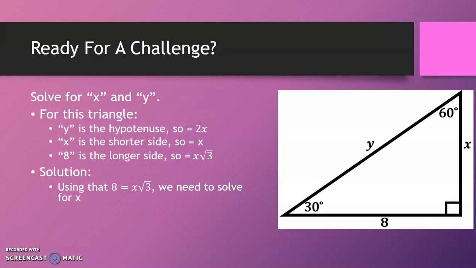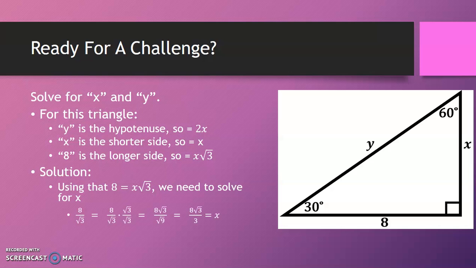For this one, we need to use that 8 being equal to the x radical 3. Now this one is not as simple as the one before because 8 does not have a radical 3 attached to it, so they do not just cancel right off. We're going to have to do a little bit more work here to get rid of that radical 3.